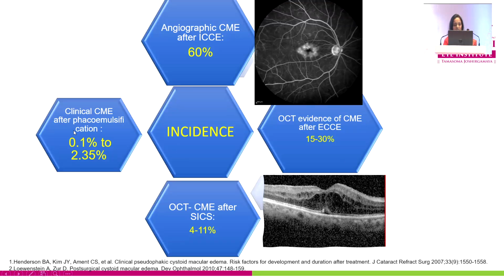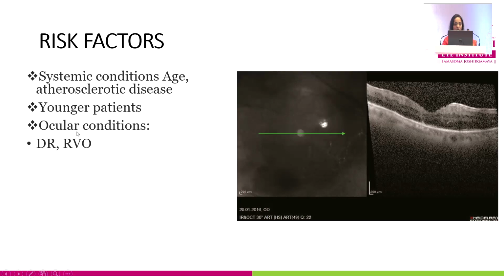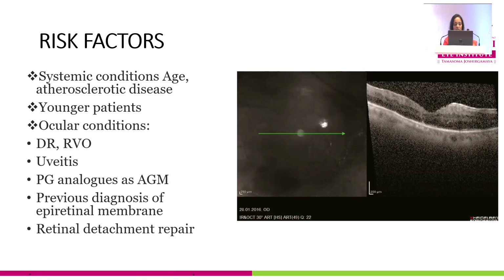So, even in an uneventful phacoemulsification, clinical CME can be present in 0.1% to as high as 2.35%, and OCT evidence after phacoemulsification is a little higher than this. This is clinical CME. Risk factors include age, atherosclerotic disease, younger patients, younger than 55 years of age, ocular conditions like diabetic retinopathy, vein occlusion, uveitis, using PG analogs for antiglaucoma medication, a previous diagnosis of epiretinal membrane, like in this case, who developed CME later, and a history of RD repair.